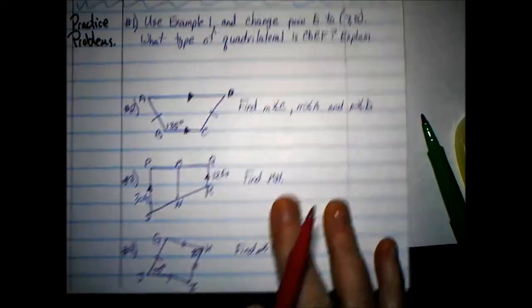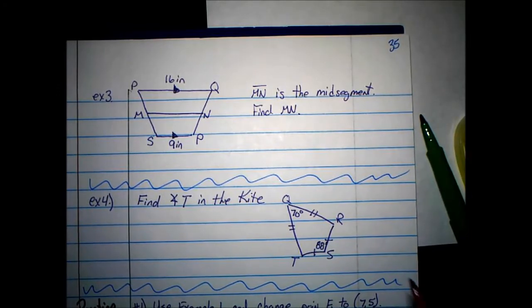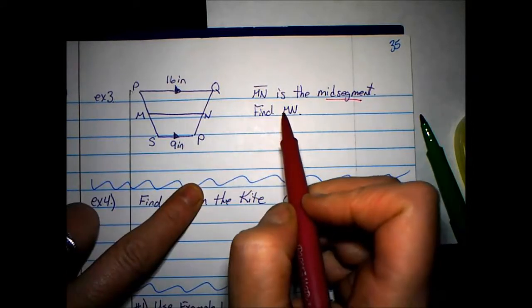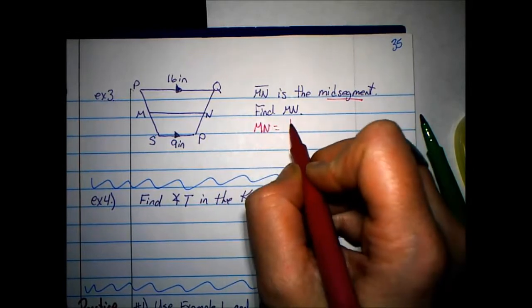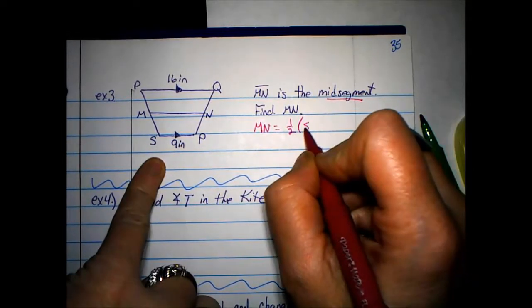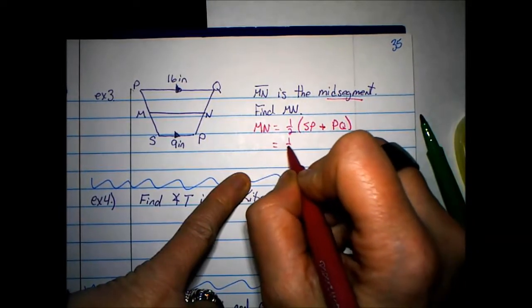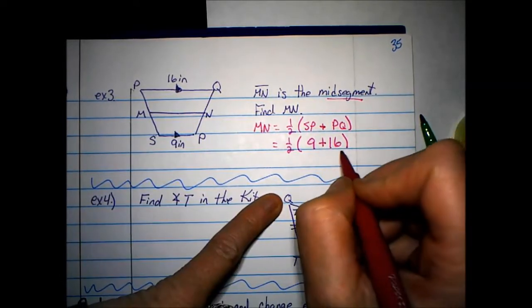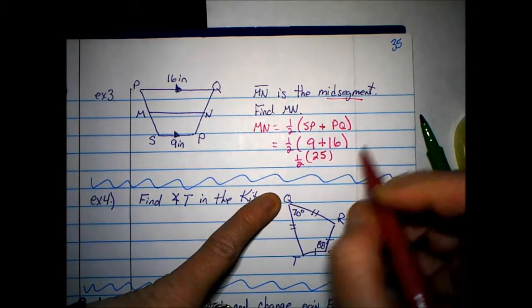Okay. I go to my last page, 35, example 3. They're telling me that MN is a mid-segment, which means it's halfway between. And they want me to find the length of MN. Well, remember, MN is going to be 1/2 of my bases, which would be SP plus PQ. If I fill it in, that's 1/2 of SP, which is 9, plus 16. And 9 plus 16, I believe, is 25. So I want to take half of 25, which is that 12?